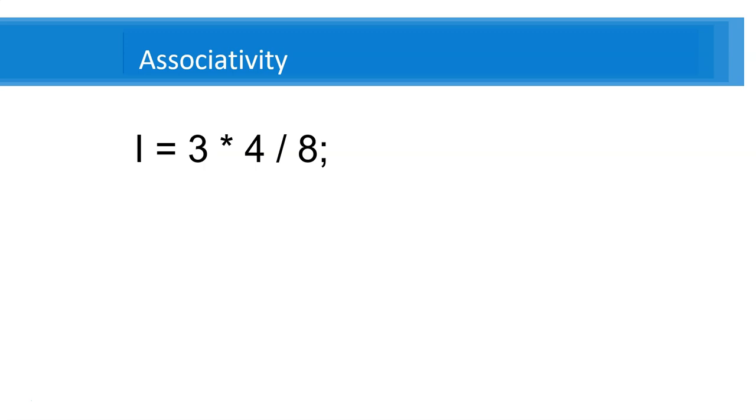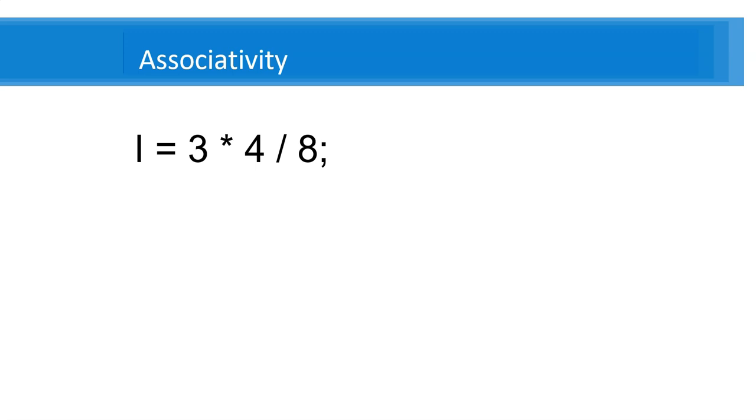3 into 4 divided by 8. If you do this, 3 into 4 divided by 8, here the precedence is the same, right? Both star and slash, or multiplication and division, have the same precedence. Which one to do? That's where associativity comes in. Associativity states that depending on the operators, whether to proceed left to right or right to left.